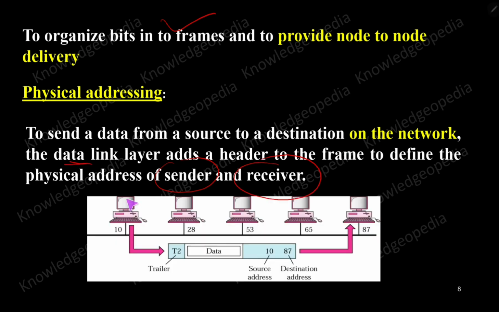For example, the sender is, let us say, 10 and the receiver is 87. When a packet is sent, we can see this packet has a header as well as a tailer, along with a source address and destination address. Source address is 10 and destination address is 87. So the data link layer takes care of sending the packet from source to destination, provided this is within the network. On the network, you can see these 5 computers are present in one network.